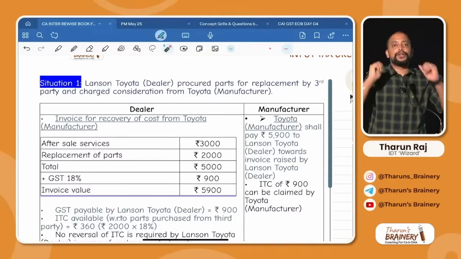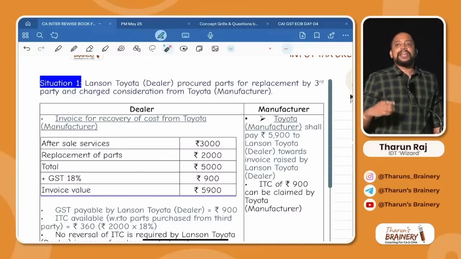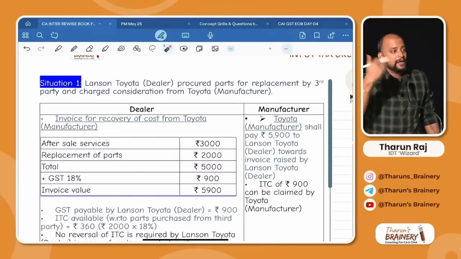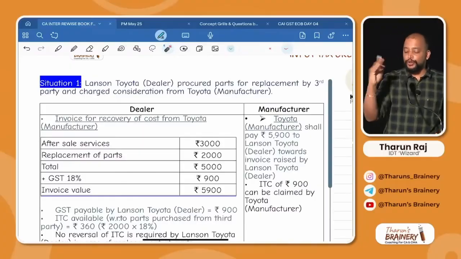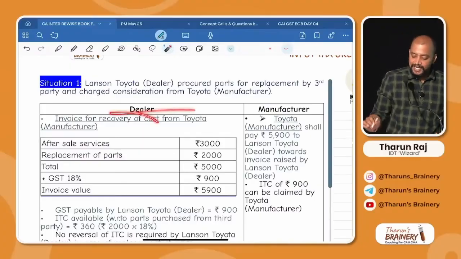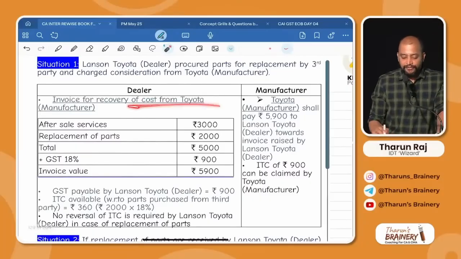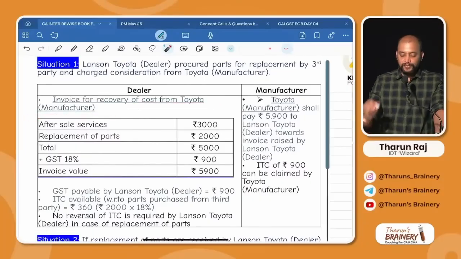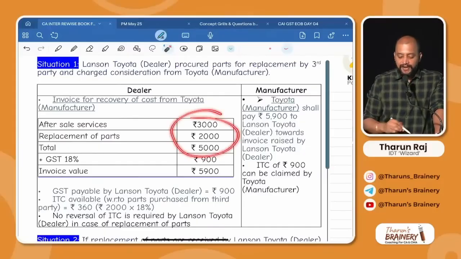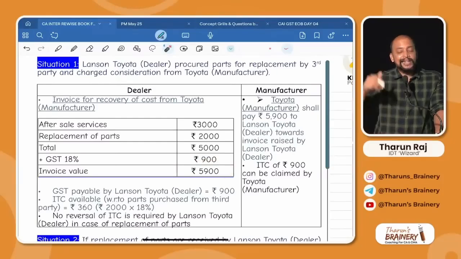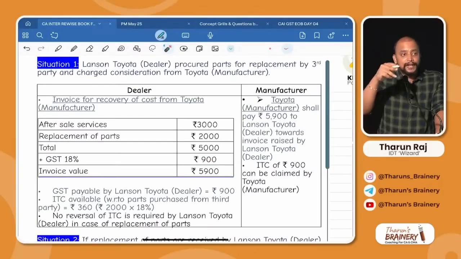Yes. So look into that discussion, because in exam, they may ask from the dealer point of view or they can ask from the manufacturer point of view. So you need to know both. First, from the dealer point of view, invoice for recovery of cost from manufacturer. So first you will raise an invoice to me. For how much you will raise invoice to me? 5,000 plus GST 18%. So how much you will recover from me? 5,900.